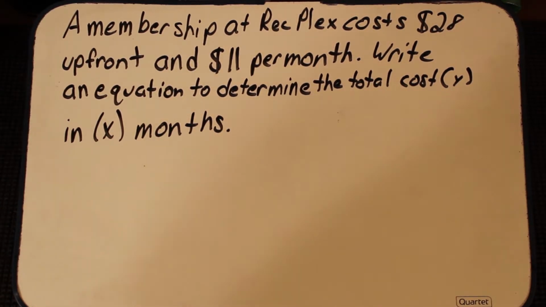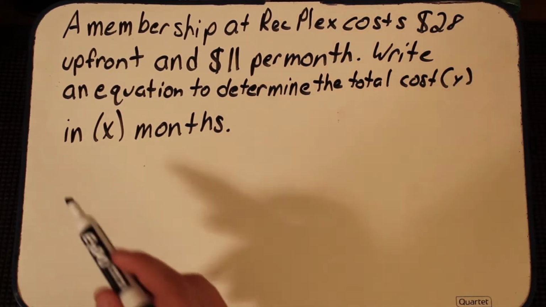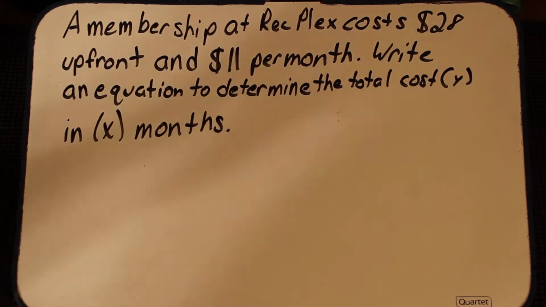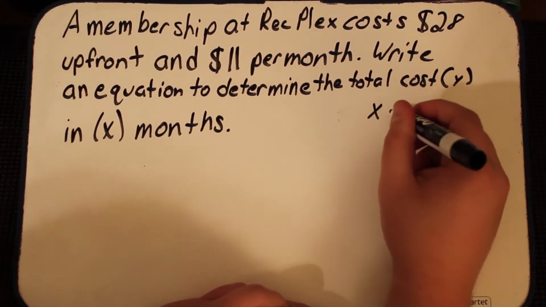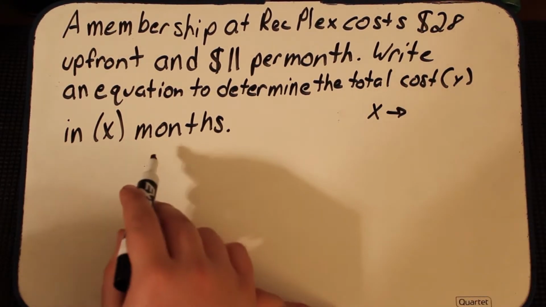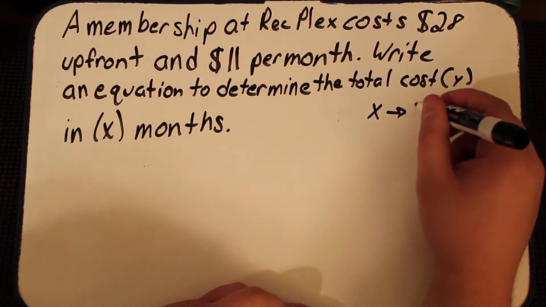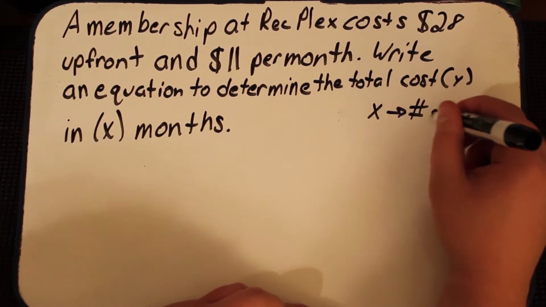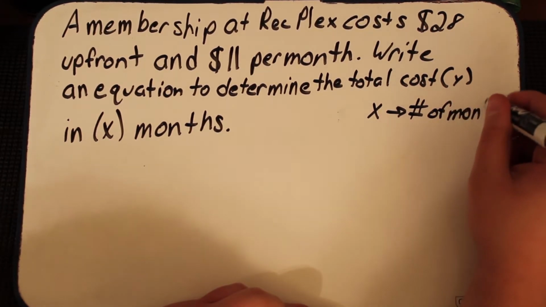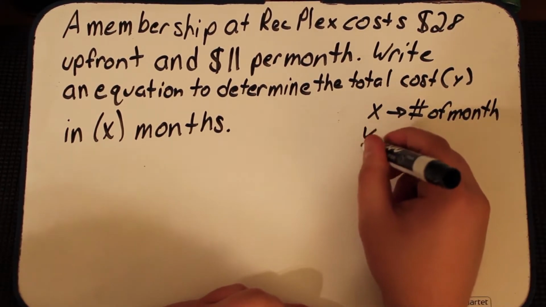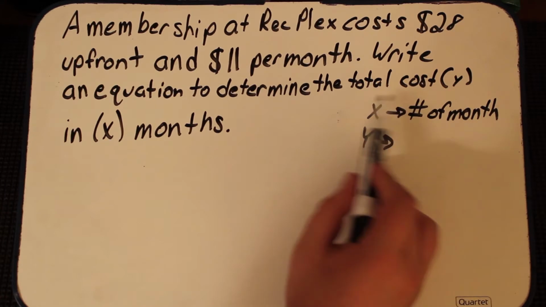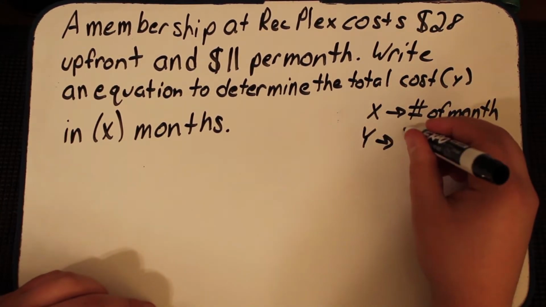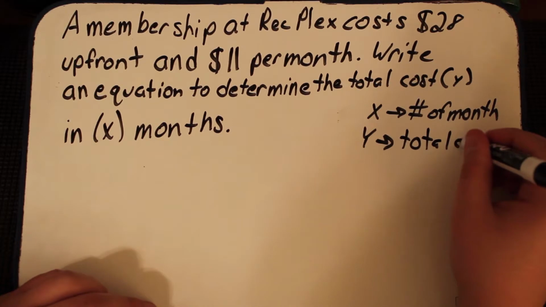So the first thing I want to do is define my variables. Thankfully, they give us our variables and tell us what they mean, but let's define them anyways. It's good practice. So, I take my X, draw a little arrow. X is our number of months, so I'm just going to write number of months. Next variable I have is Y. And Y is our total cost. It tells us right here. So I'm just going to write total cost.